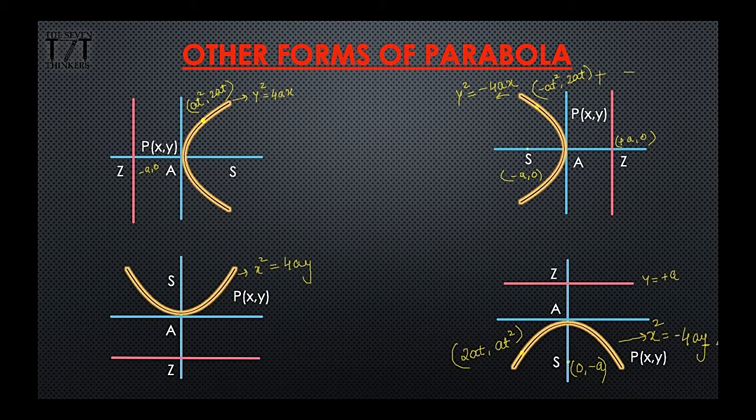Put this at square over here in terms of y. Sorry, it would be minus at square since the parabola is on the negative side of the y-axis. So just check, put minus at square over here and you'll get the x as 2at. So what would be the parametric coordinates of this? 2at comma at square. So we have discussed in general everything about the other forms of parabola. Let me summarize all the points in the next slide.